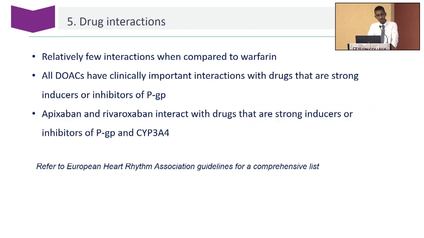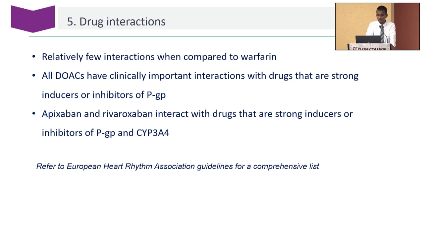Right. Next one is drug interactions. So DOACs, all 4 of them, use the P-glycoprotein pathway for elimination. P-glycoprotein is a surface protein which puts out drugs. So it's absorbed in the GI tract, and the P-glycoprotein will be putting it back into the lumen. So all 4 of them use P-glycoprotein.